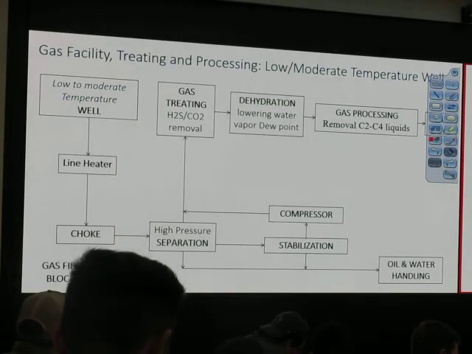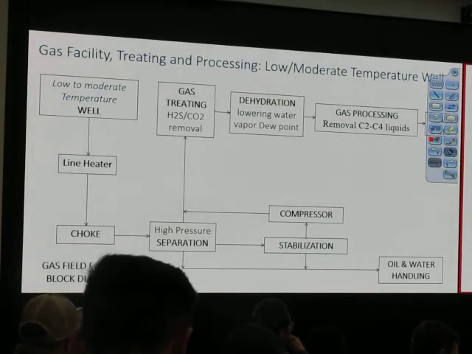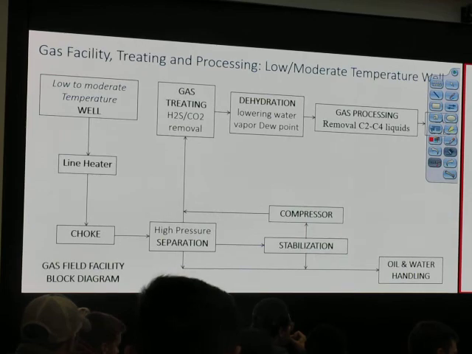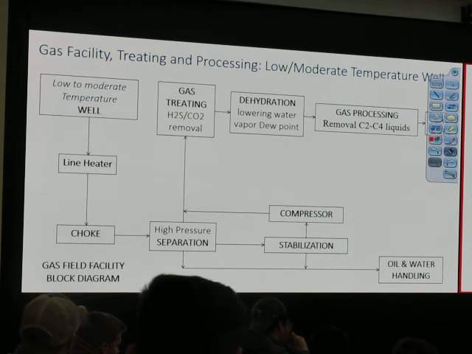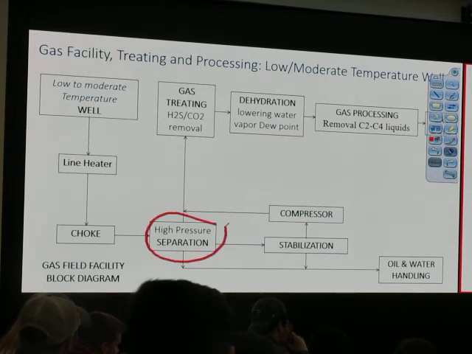Low temperature valve. So it depends on high pressure or not high pressure. If we have high pressure, then we have a line heater. But if we have low pressure, we may not have a line heater outside the hydrate space. So this is a gas treating facility. We have a separator. So in any time period, we just have a separator.